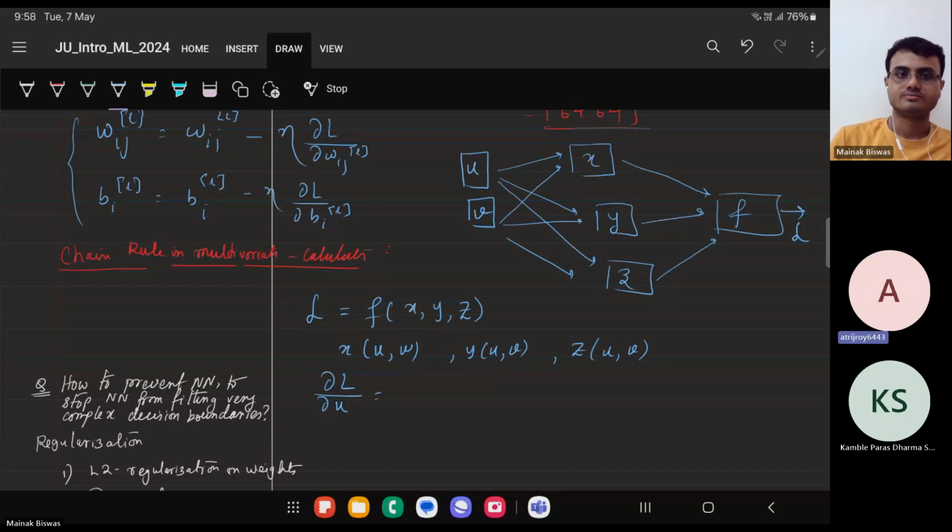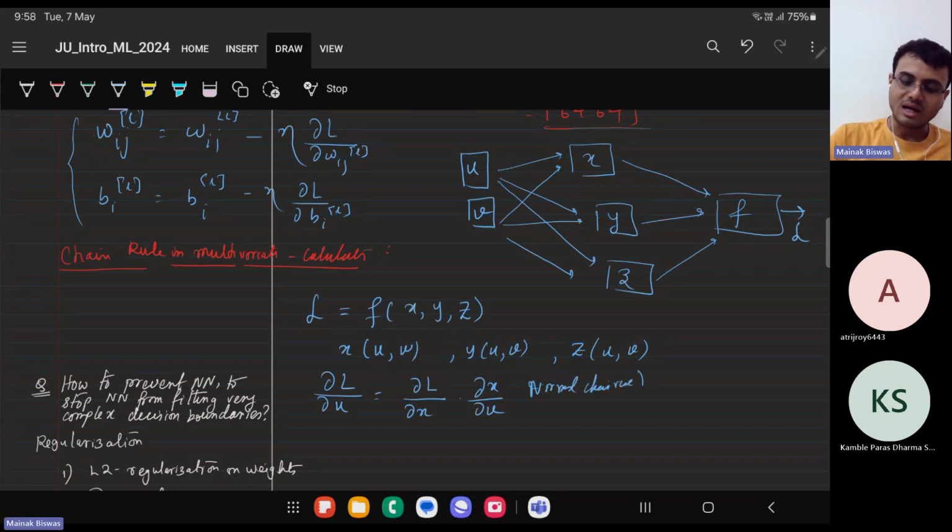Like, with respect to the first layer, what is the loss? Not only the first layer, you have to find it for all the layers, but at the end of the day, you have to go to the first layer, right? If it was normal calculus, I could have done something like dL/dx into dx/du. Normal chain rule. But it is multivariate calculus.